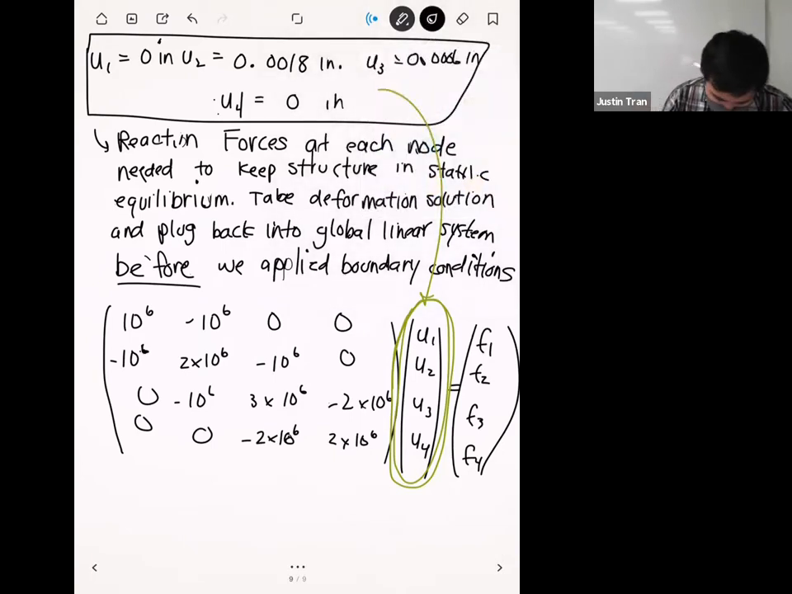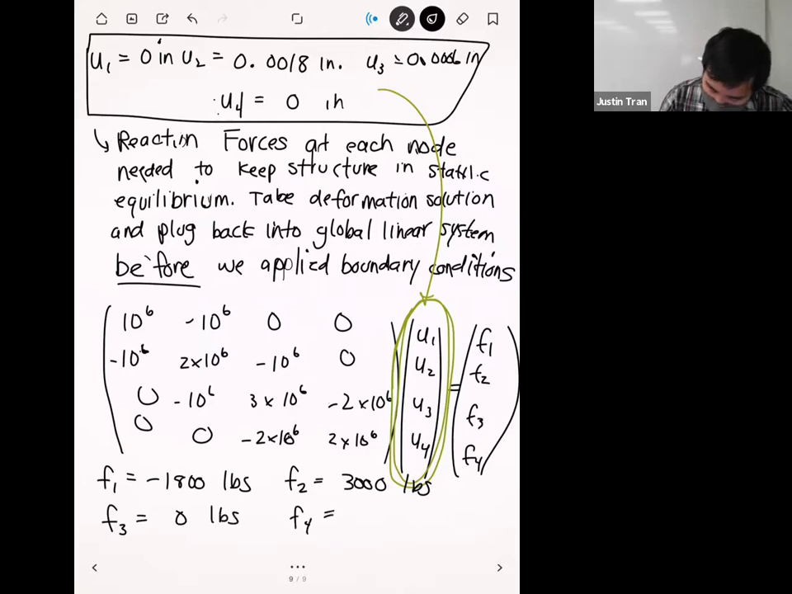If you do this, what you're going to get is F1 is equal to minus 1,800 pounds. F2 is going to equal 3,000 pounds. F3 is going to equal 0 pounds. And F4 is going to be equal to minus 1,200 pounds.